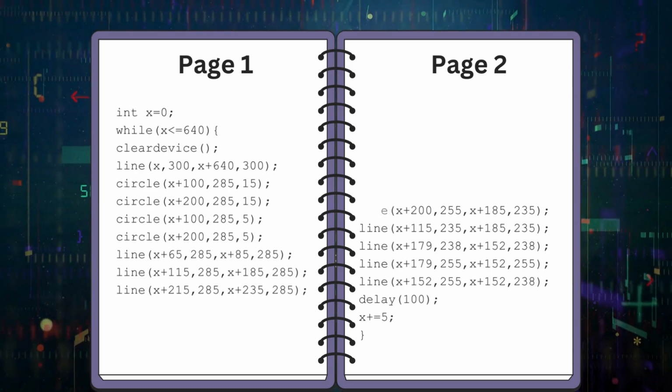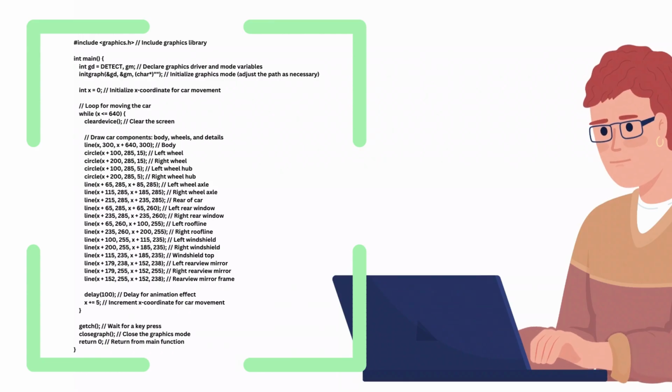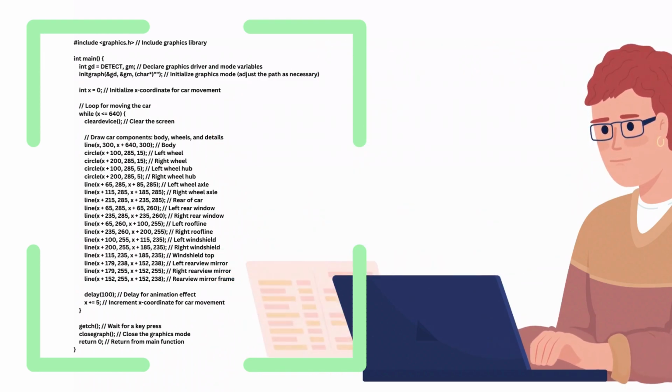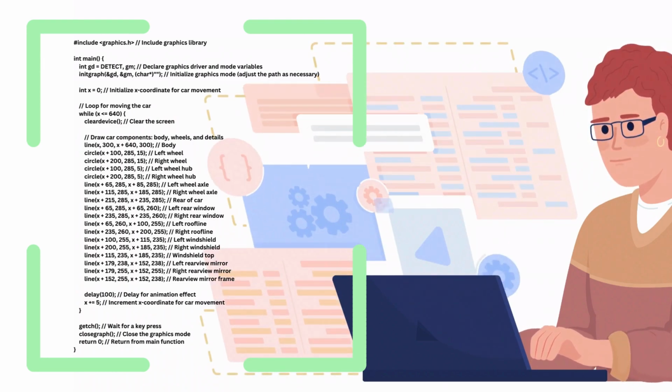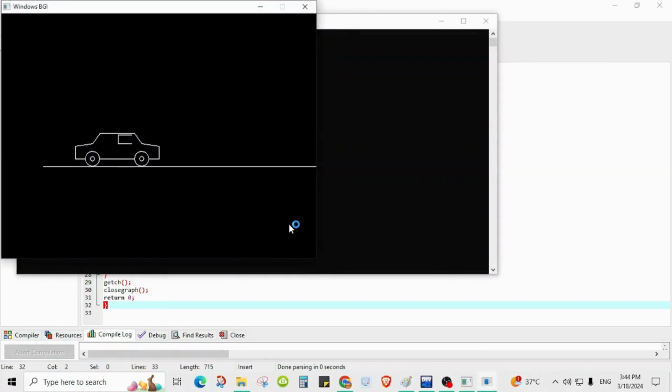Next, we initialize the graphics system and set up variables for our car animation. Now, let's dive into the heart of our program, the animation loop. With each iteration, we clear the screen and redraw the car at a new position. Using a combination of lines and circles, we construct the car's body, wheels, windows, and other details, giving it a realistic appearance. We add a slight delay between frames to control the animation speed, ensuring smooth movement.